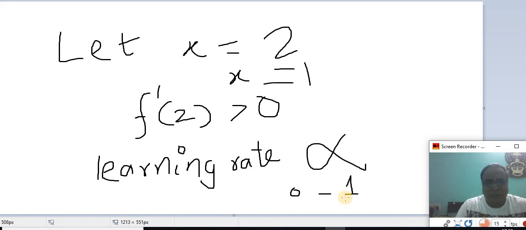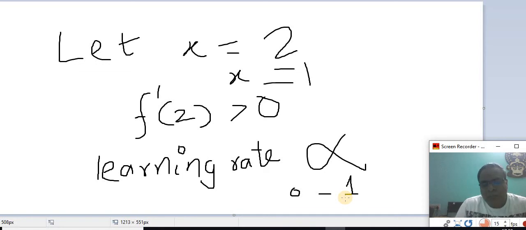We take x equal to 2, then x equal to 1, then x equal to minus 1, minus 2. At what level does f dash x become 0? That is the minimum of that function. So we change those steps, from 2 to 1, reducing it. How many iterations we need to take, and what the step length is, we call the learning rate. Its minimum value is 0 and its maximum value is 1.